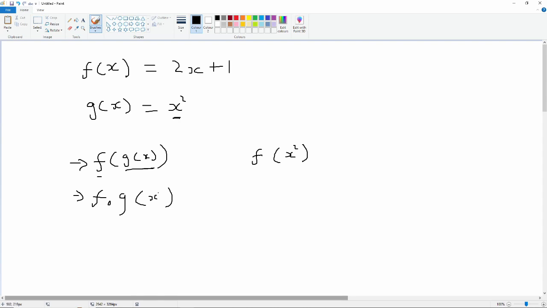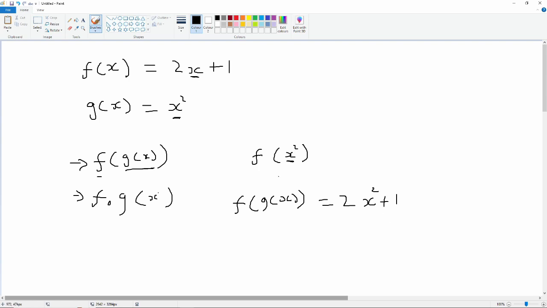And f of x is 2x plus 1, so we just write whatever's in these brackets, whatever this argument is, instead of the x here. So that's f of g of x is equal to 2x squared plus 1.